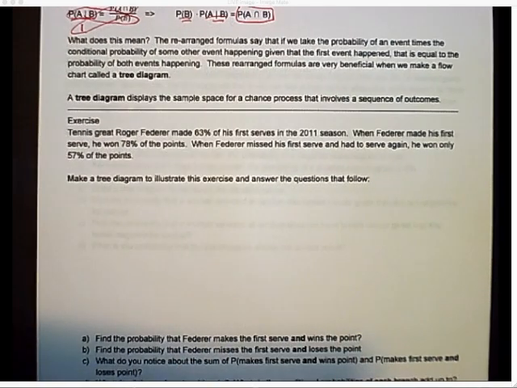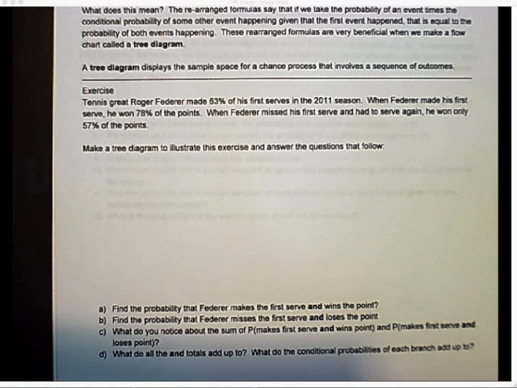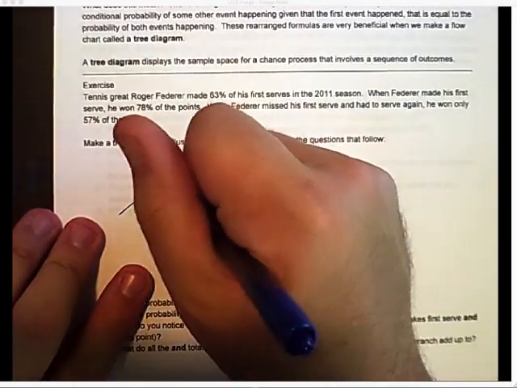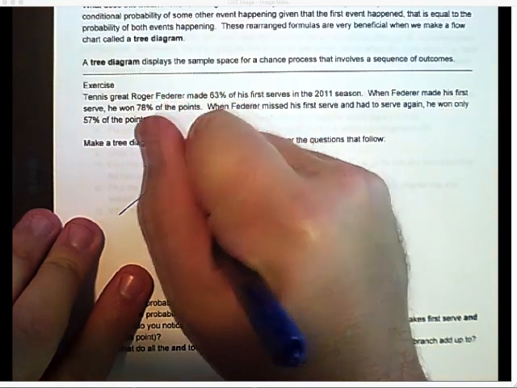All right, so let's look at an exercise and figure out how to make this thing called a tree diagram. Tennis great Roger Federer made 63% of his first serves in the 2011 season. When Federer made his first serve, he won 78% of the points. When Federer missed his first serve and had to serve it again, he won only 57% of the points. Make a tree diagram to illustrate this exercise and answer the questions that follow. So when he makes his first serve, okay, so we're going to label this makes first serve.